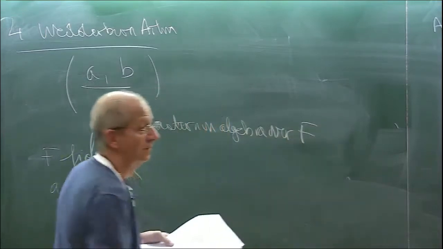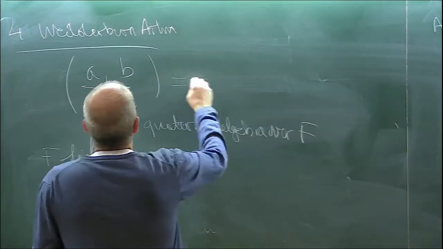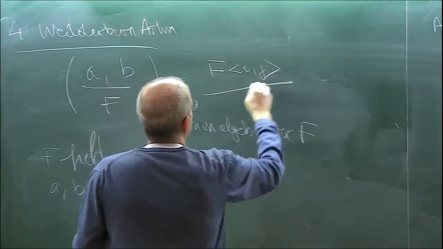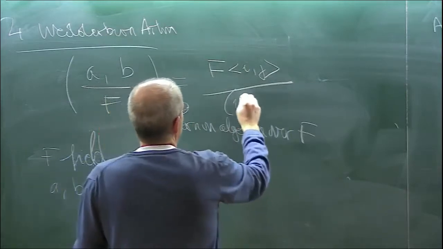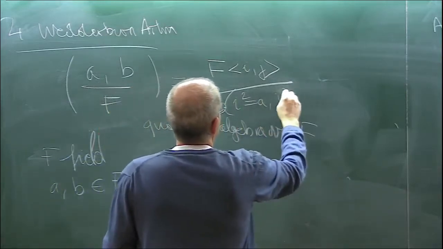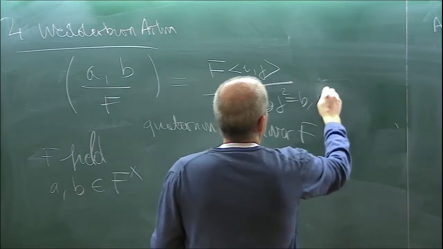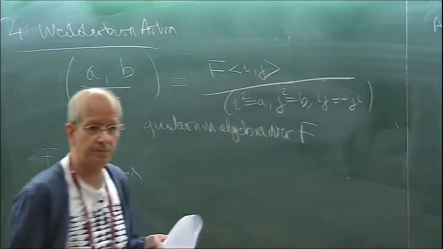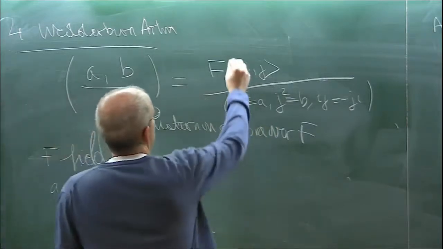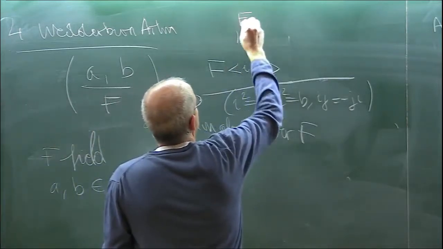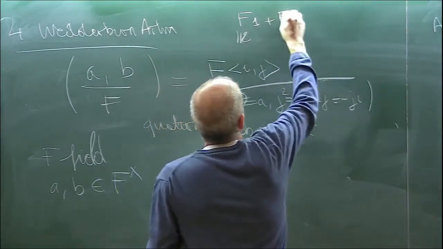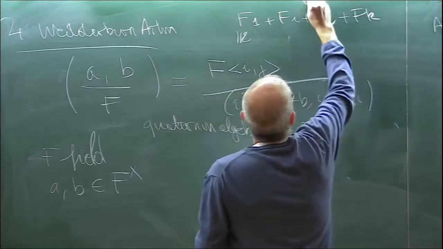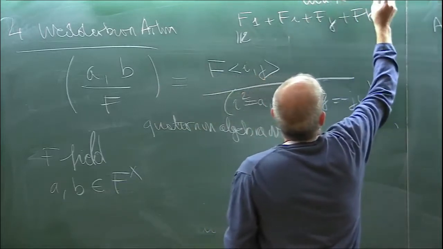Quaternion algebra over F. What is this? It's the algebra generated over F by two symbols i and j, but they satisfy the following relations: i squared is A, j squared is B, and ij is minus ji. So you can show that this is, up to isomorphism, F1 plus Fi plus Fj plus Fk, with k equal to i times j.